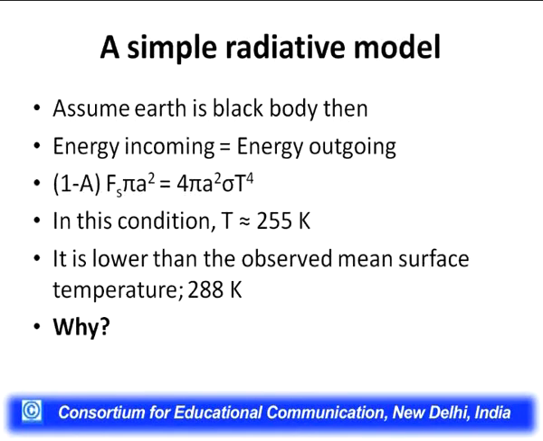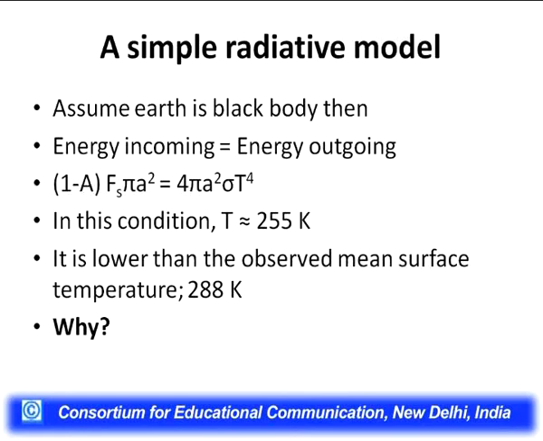So, the incoming solar energy should be exactly equal to the outgoing energy. Therefore, (1 - a) Fs πa² should be equal to 4πa² σT⁴. If we solve this, we will find that T, the T given in this formula, should be approximately equal to 255 degree Kelvin.